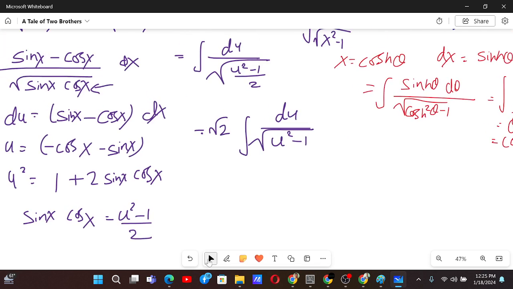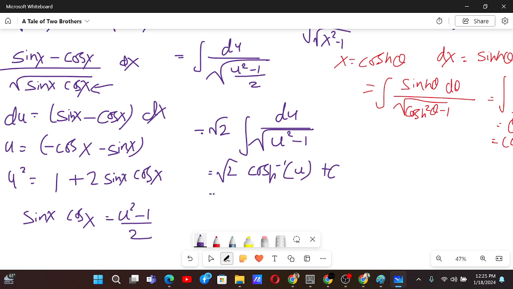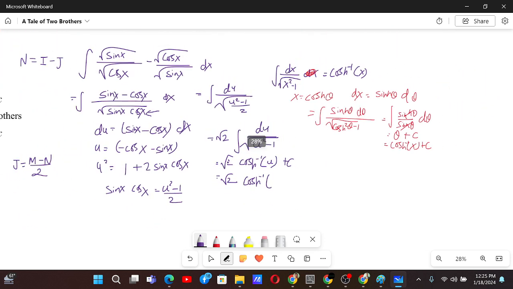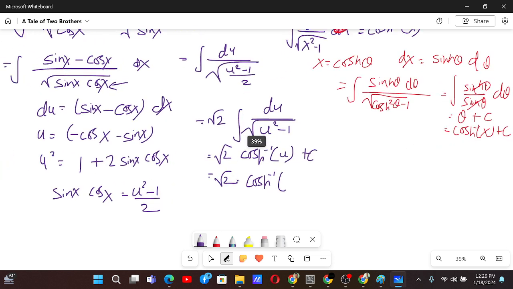Okay, now this is root 2 times cosh inverse u plus c. Now our u is, what is our u? U is minus cos x minus sin x, minus cos x minus sin x plus c. Now the minus can be taken out, but let me show you how.